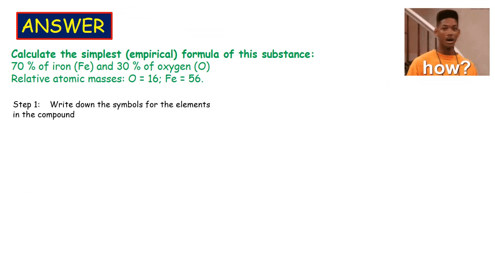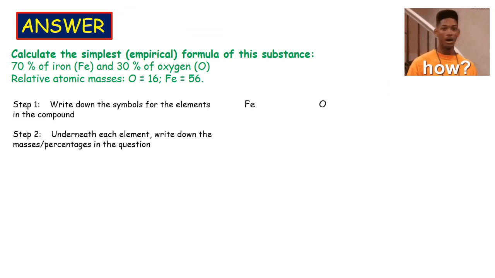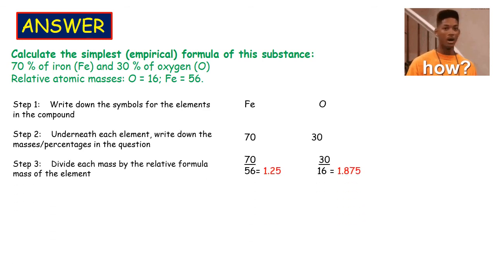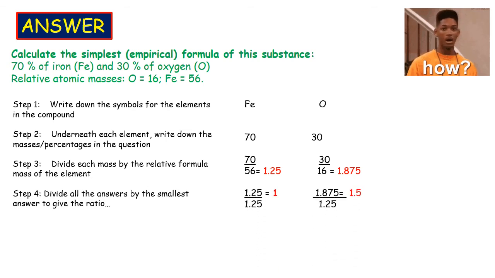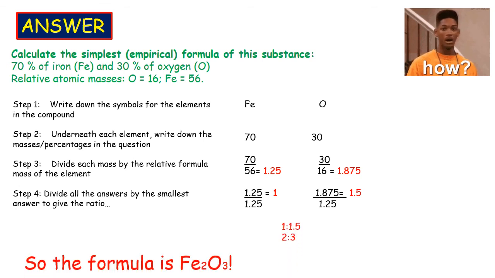So, step 1, write down the symbols. Step 2, write down the percentages. Step 3, divide by the relative formula mass. Divide our answers by the smallest one to get the ratio. So we've got a ratio here, this is where it gets interesting, of 1 to 1.5. We want in empirical form to get the smallest whole number. So how can we make that a whole number? We're going to want to double. And we've got to be able to double both sides. So that gives us a ratio of 2 to 3. So our formula is Fe2O3.